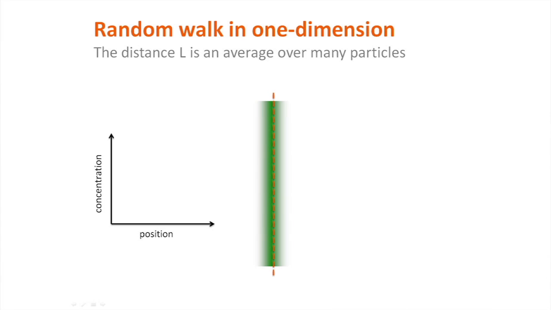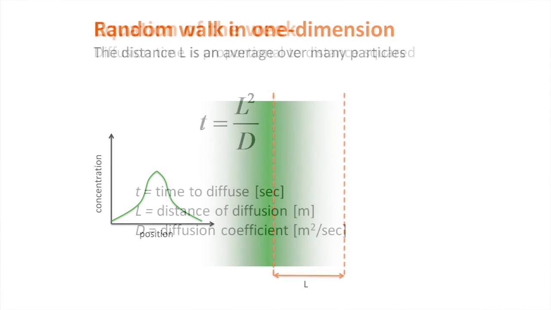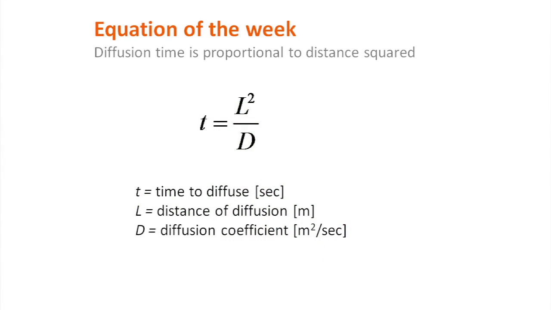And if we plot the probability of their positions, they've spread by some distance. And if you wait a longer time, they spread a larger amount. And this spreads out. And this length gets larger. But remember, it gets larger with the square. So this is the equation of the week. This tells you how they diffuse.